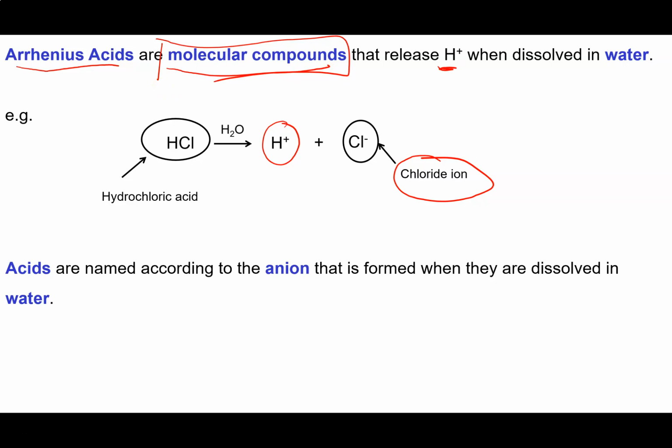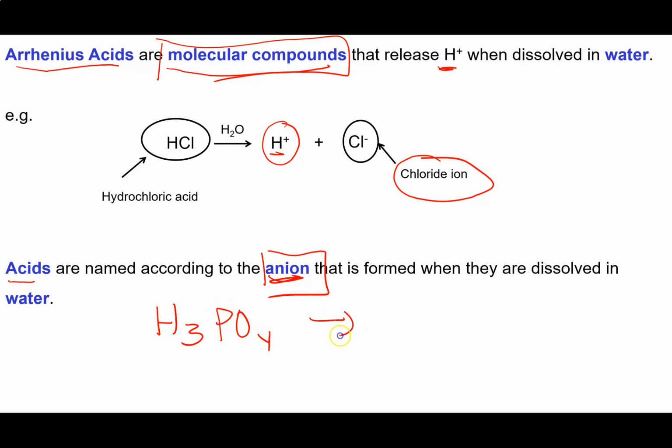Now, the acids are named according to the anion that's formed when they're dissolved in water. So the most important thing is you have to identify the name of the anion that is formed when your acid is dissolved in water. I'll give you a few hints on doing this. Acids have to contain hydrogen because they form H+ when they're dissolved in water. So their formulas always begin with hydrogen.